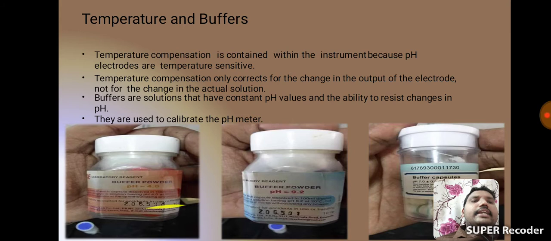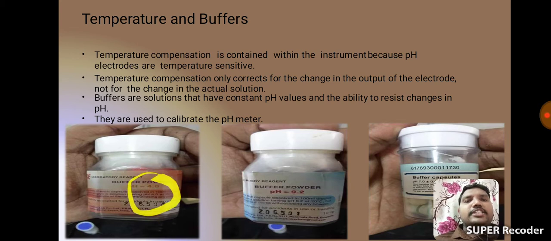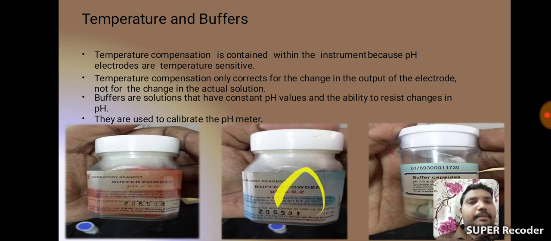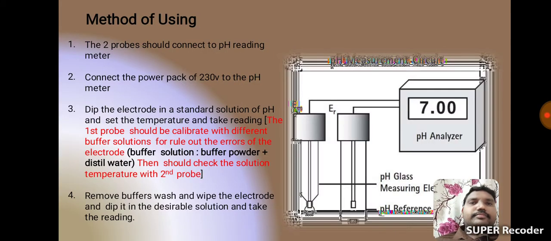There are three types of buffer capsules available in the laboratory. One is buffer capsule pH 4.0, the acidic buffer capsule. Another one is pH 9.2, the basic buffer capsule. Another one is pH 7, the neutral buffer capsule. These three types of buffer capsule solutions are used in calibration of the pH meter.